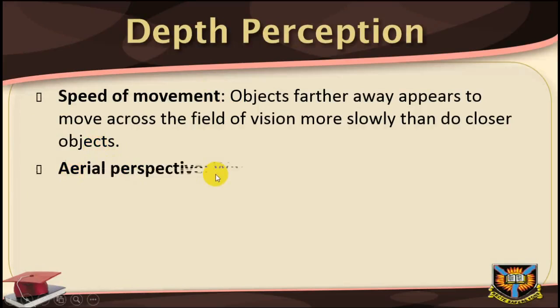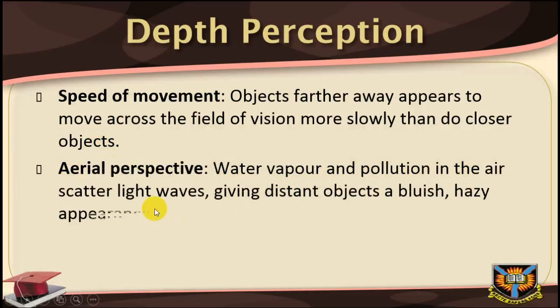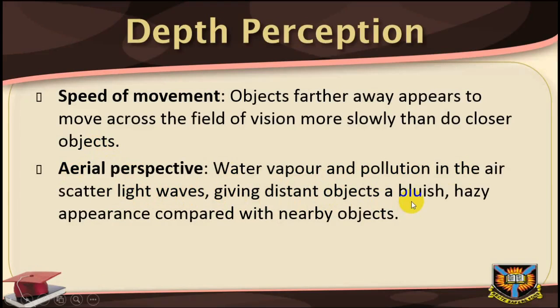Aerial perspective. Water vapor and pollution in the air scatter light waves, giving distant objects a bluish, hazy appearance compared with nearby objects.